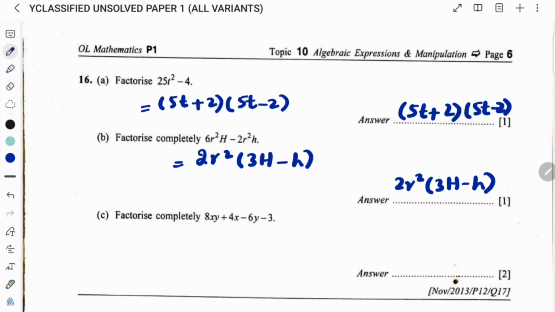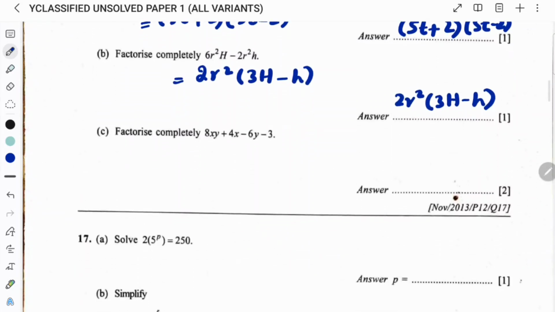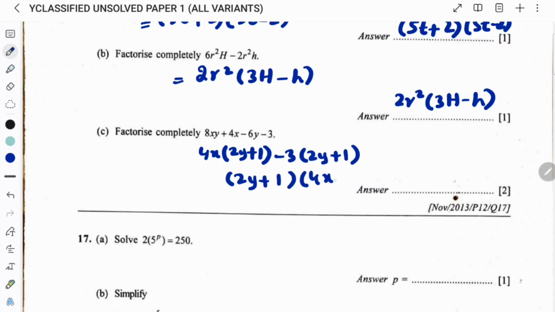Okay, factorize completely, the next part of this question. So we'll do the grouping. In these two, 4x is common and 2y plus 1 is left, and minus 3 common and 2y plus 1. So we have 2y plus 1 and 4x minus 3. So this is 2y plus 1 and 4x minus 3.